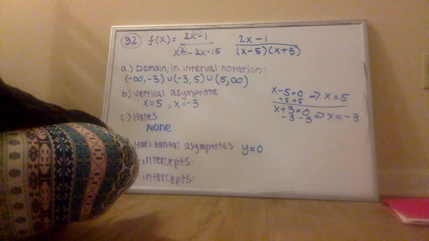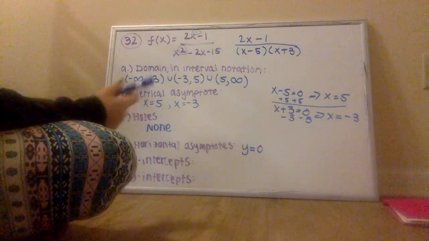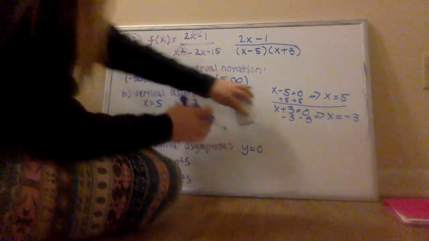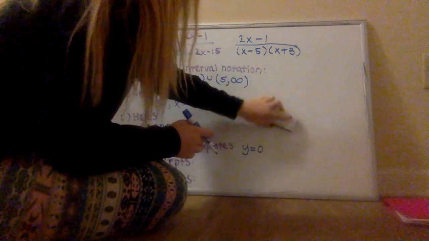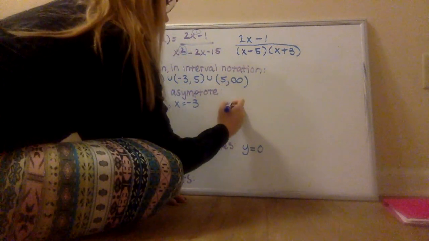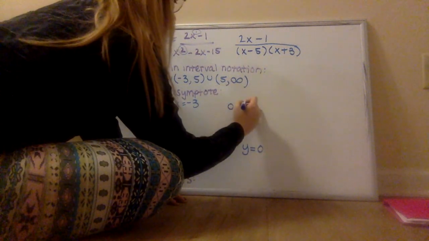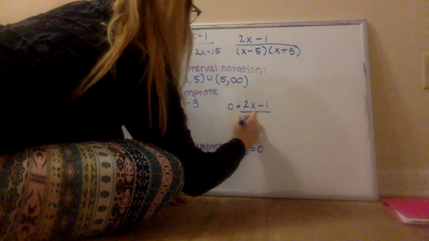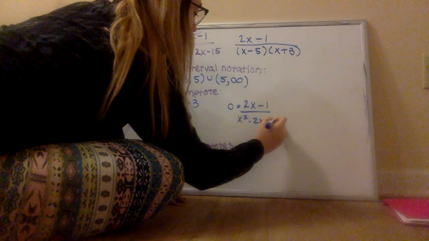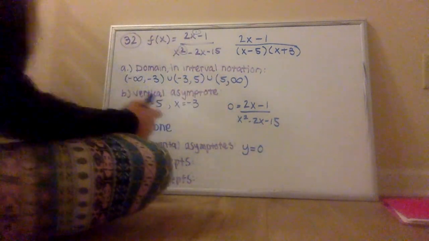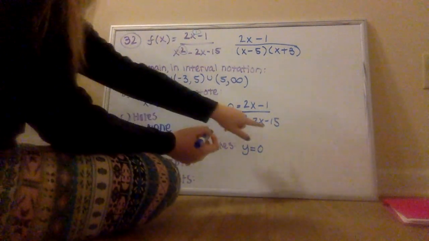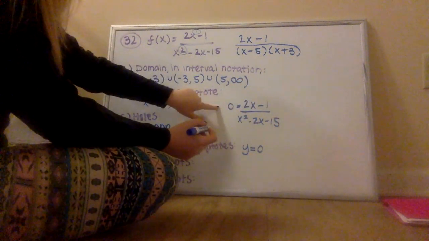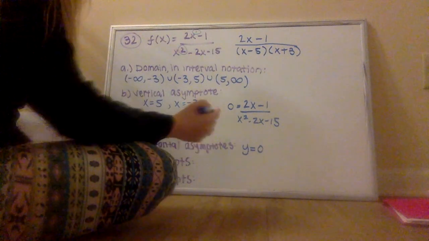Now we have our x-intercepts. Our x-intercepts are when we set y equal to 0. So we have 0 equal to 2x minus 1 over x squared minus 2x minus 15. Alright, so we have 0 equal to this whole function. Because we have a fraction here, we can multiply both sides by x squared minus 2x minus 15.